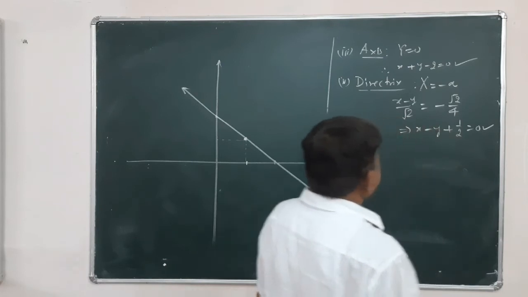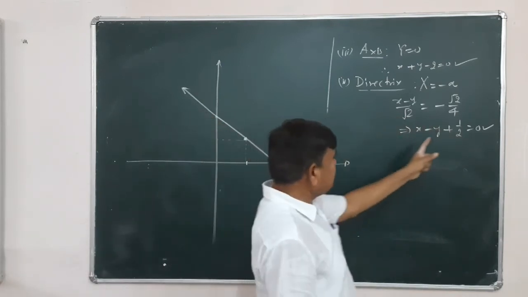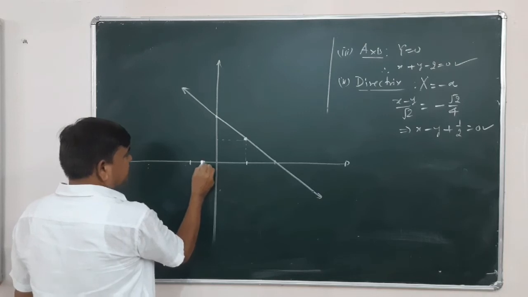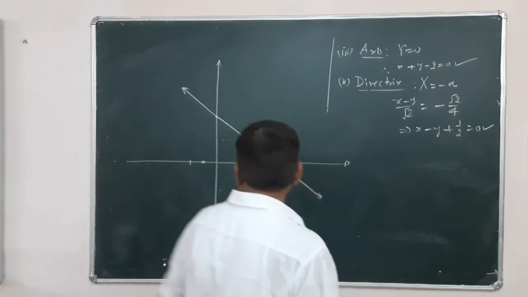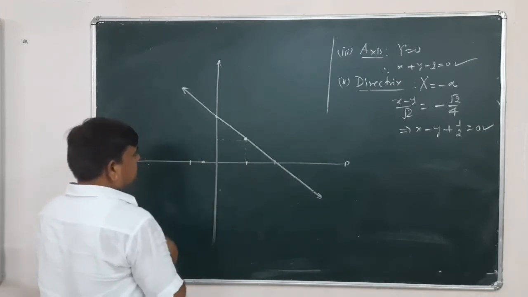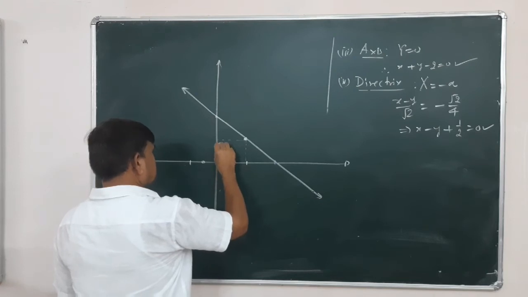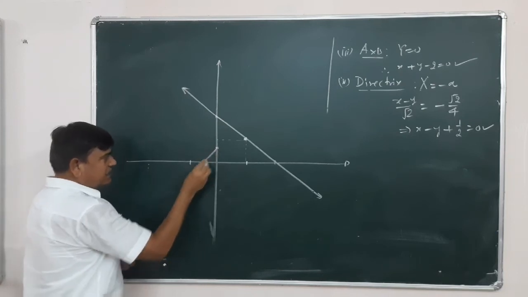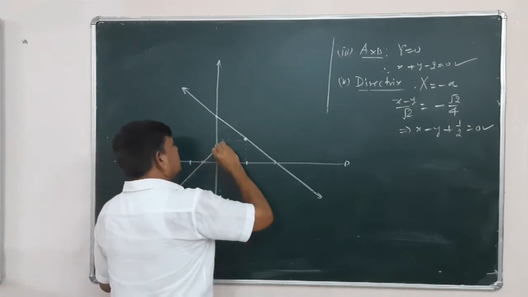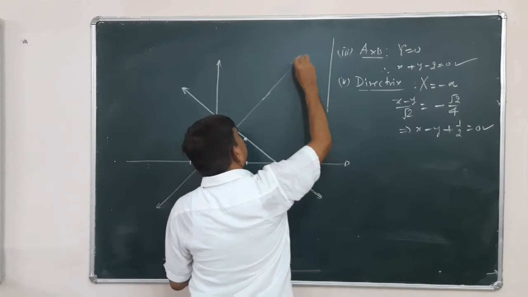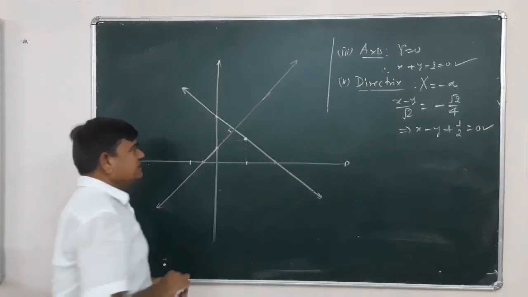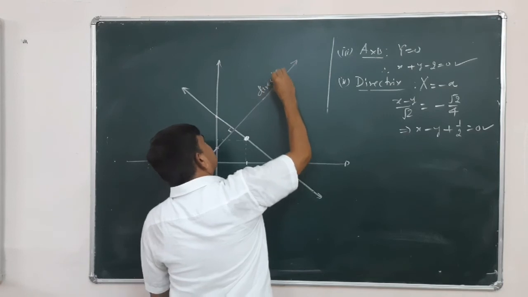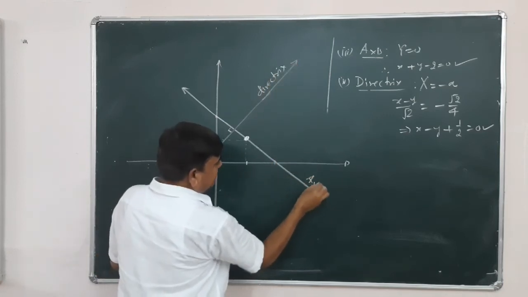The directrix is x minus y plus 1 by 2 equals 0. So if y equals 0, then x is minus half, so here it is, this is minus half. And if x is 0, then y is plus half. We join these two points, and remember, the axis and directrix both are perpendicular. They both are perpendicular and you can see that here. This means the diagram is going perfectly fine. This is the vertex, this is the directrix, this line is the axis.